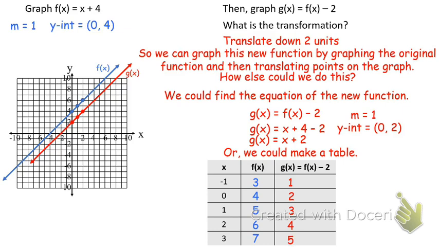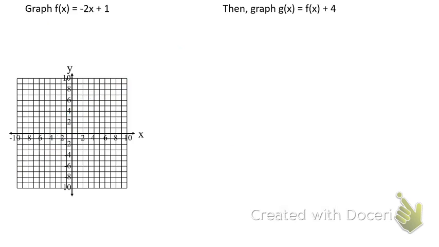Either plot the original, find the new one, or find the new equation to plot the new line, or use a table to find the new line. Now let's look at a third example here. Here, f of x is negative 2x plus 1, and g of x equals f of x plus 4. Why don't you pause the video, try this one, and then resume the video when you're ready to check your answer. I'll give you a moment.